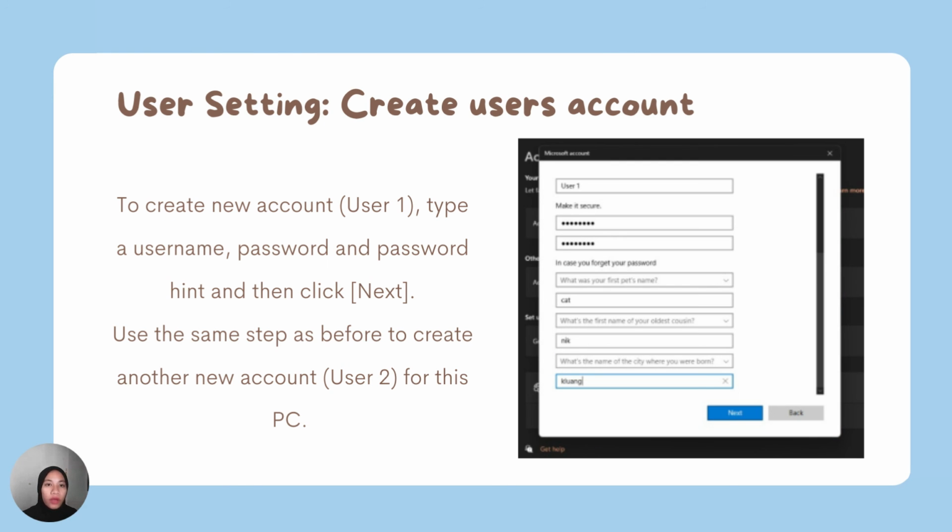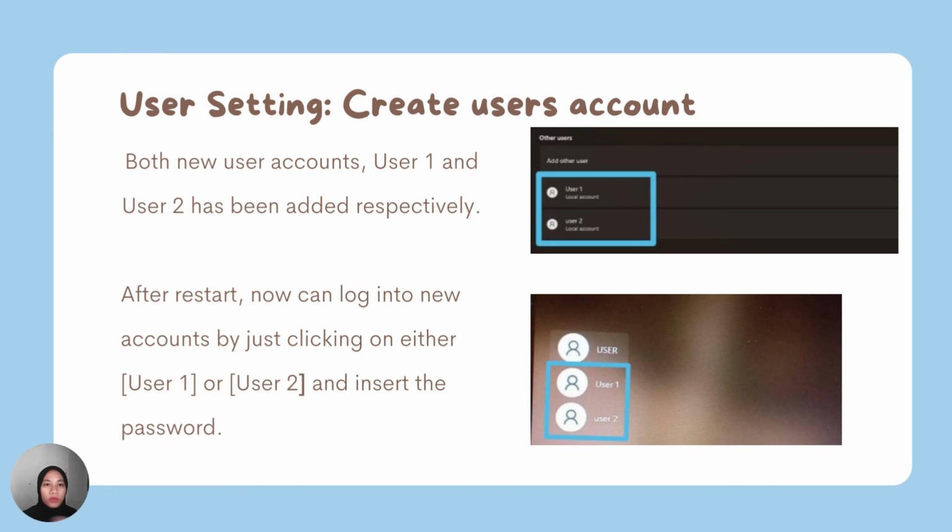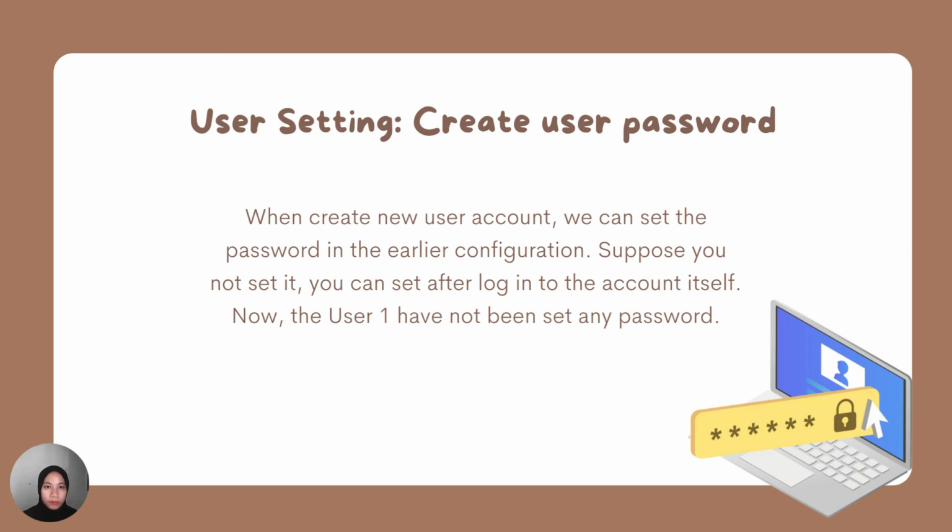To create a new account, user 1, type a username, password and a password hint and then click Next. To create another new account, user 2, you have to repeat the same steps for this PC. So both new user accounts, user 1 and user 2, have been added respectively. And after restart, you can now log into the new accounts by just clicking on either user 1 or user 2 and inserting the password.